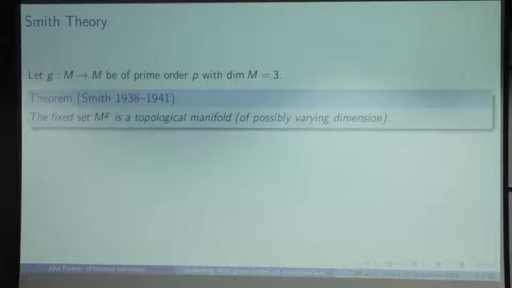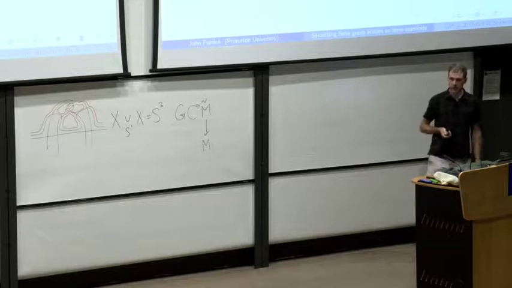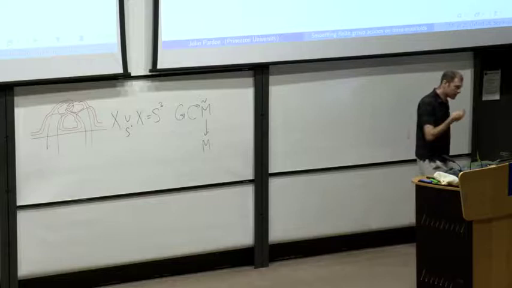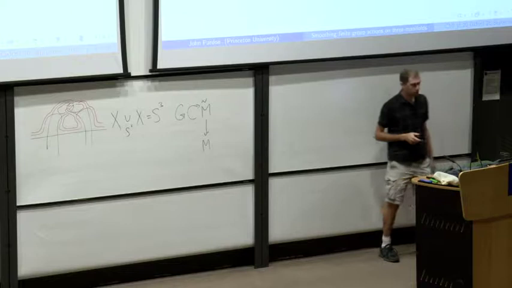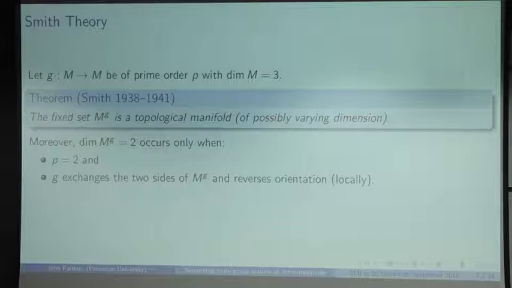Okay, so what Smith really proved is that it's a Z mod p homology manifold. And that's the correct statement in higher dimensions. But in dimension three, topology is simple enough that being a Z mod p homology manifold actually implies that you're a topological manifold. Moreover, you can only have two-dimensional components of this fixed set when p is 2, when your homeomorphism is actually an involution, and it has to exchange the two sides of your fixed set.